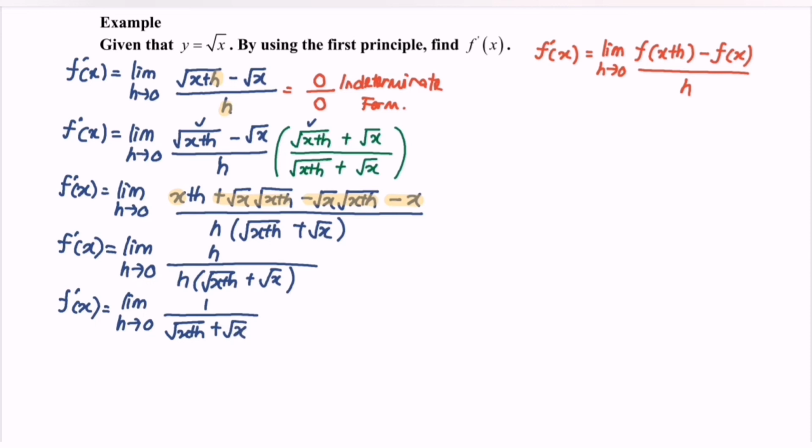So finally, after we substitute 0 for h, we obtain f'(x) equal to 1 over [square root of x plus square root of x]. So finally, f'(x) will be equal to 1 over 2 square root of x.